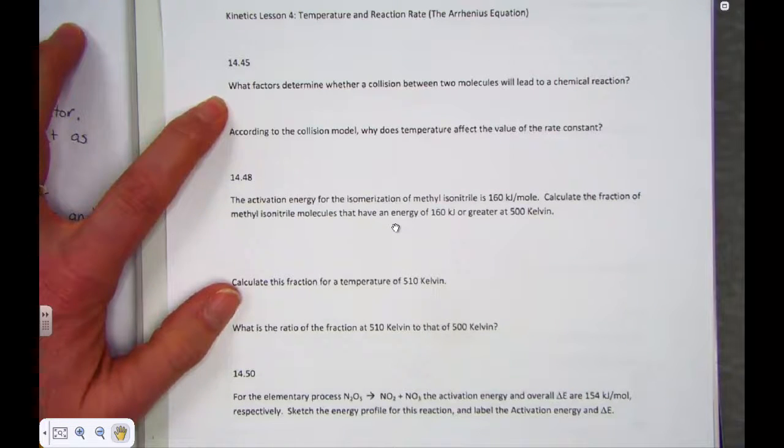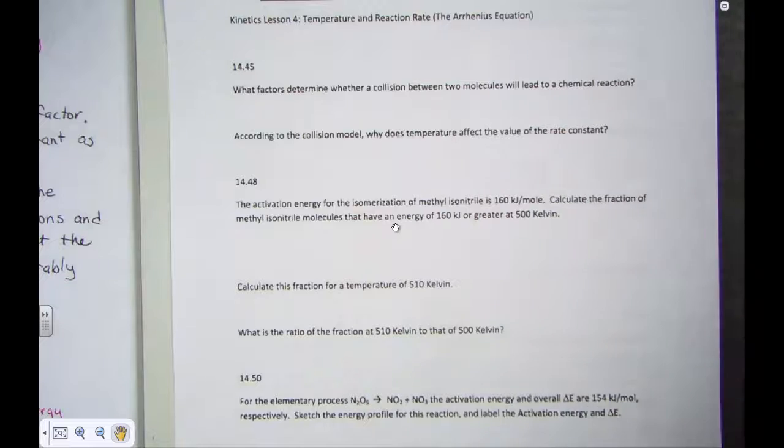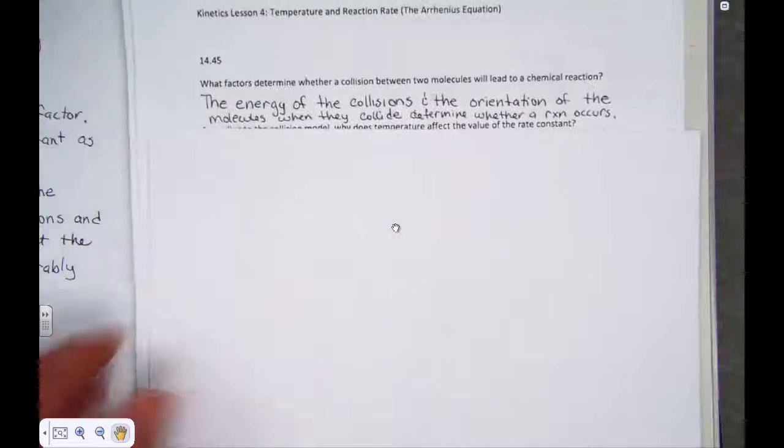What factors determine whether a collision between two molecules will lead to a chemical reaction? There are two determining factors we just discussed that would increase the likelihood of a collision actually making reactants turn to products. And what I've done is taken the liberty of pre-writing this out, so I'll share my answer with you. Already handwritten out, so I'll just go ahead and put it down.